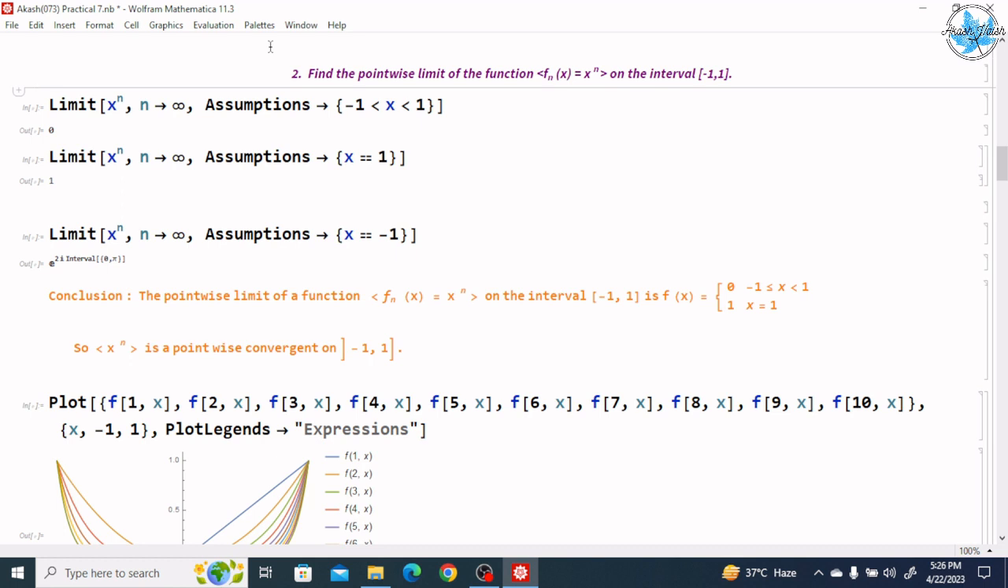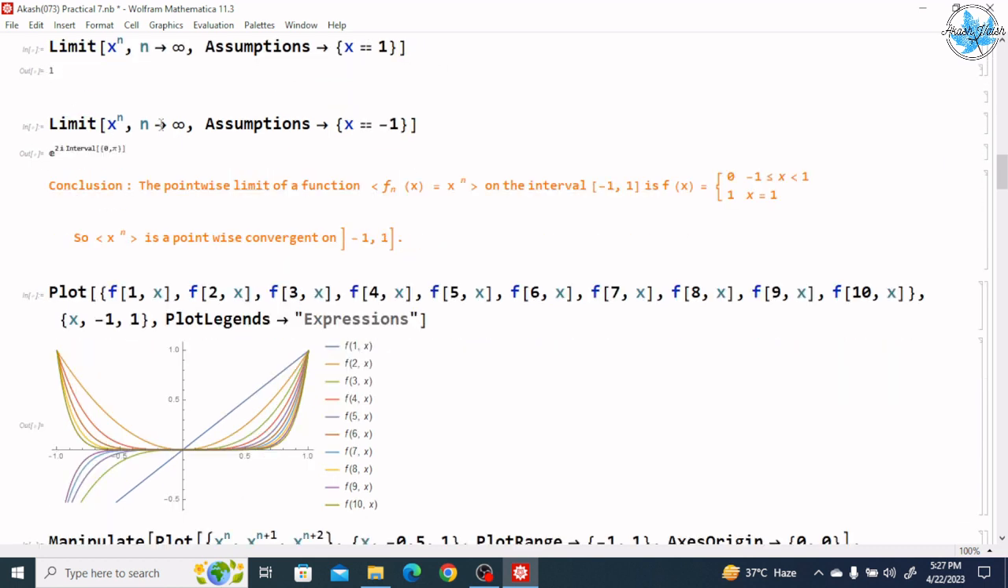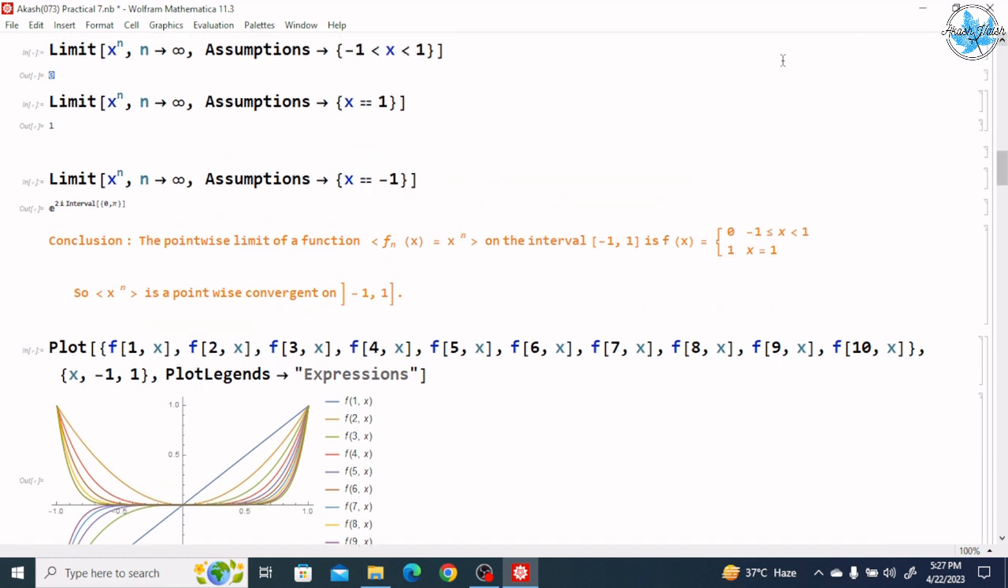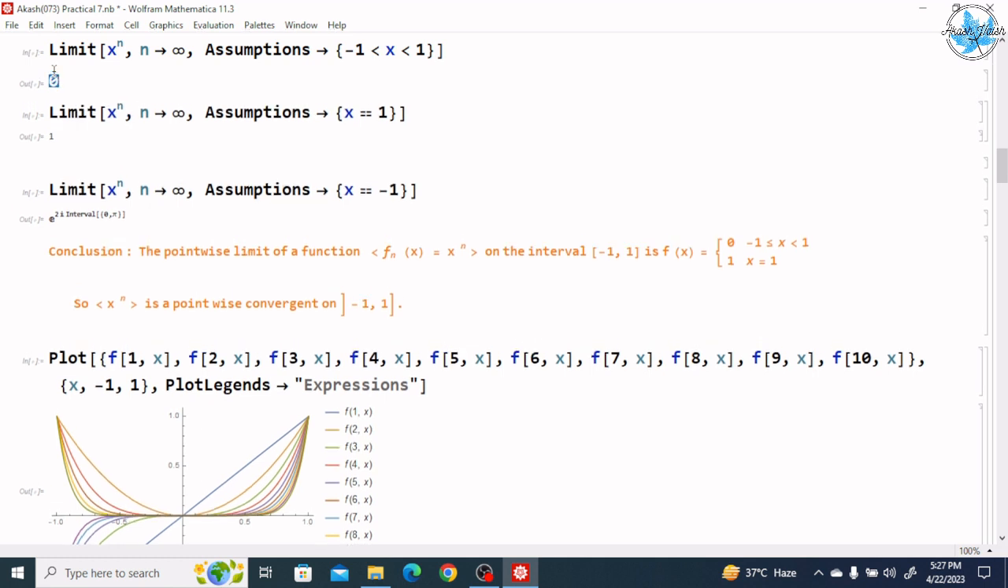So at -1 you can see the value is not converging on one point. So what we will do, first we will find the limit of the function by giving the Limit command, x to the power n, where n tends to infinity. In the assumption you will write that the x value varies from -1 to 1. When x varies from -1 to 1, the limit of the function would be 0. So the limit of the function is 0, you can see from here.